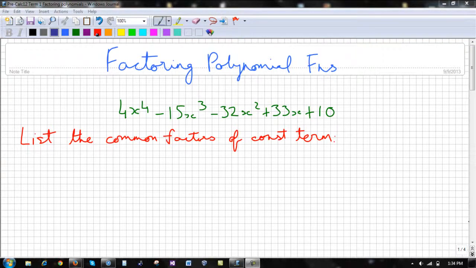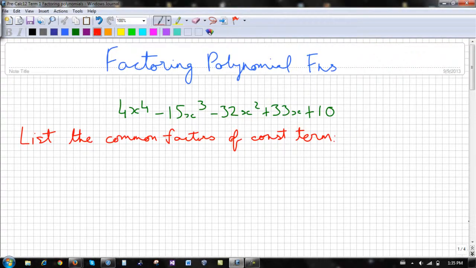Hello there. So this is how to factor a high degree polynomial. We have a nice polynomial over here, 4x to the power of 4 minus 15x to the power of 3 minus 32x to the power of 2 plus 33x plus 10.